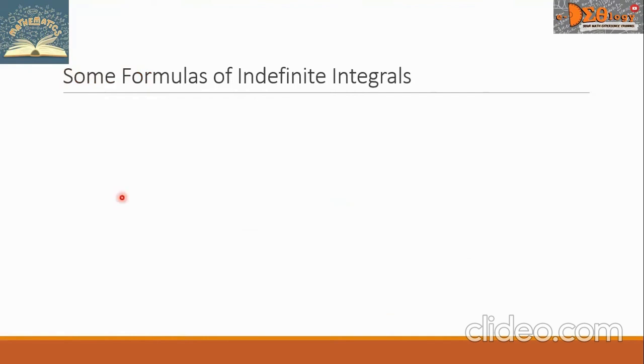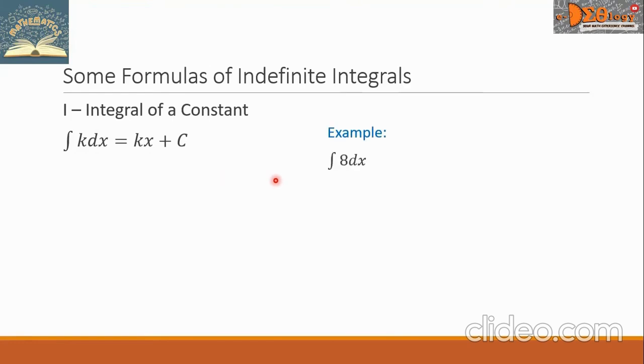Let us see some formulas of indefinite integrals. The first is what we call integral of a constant. We see here we have integral of k dx. K here is a constant. And the answer is kx plus c. Let's see one example. And this is the integral of 8 dx. This is equal to 8x plus c. This is the final answer.